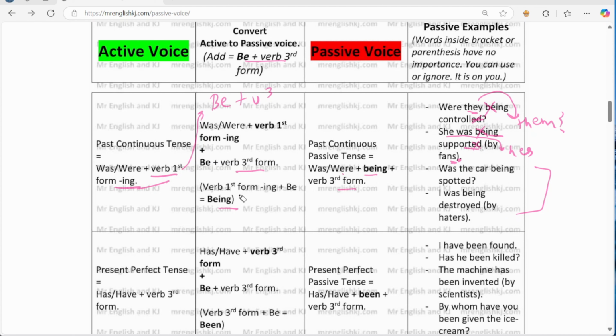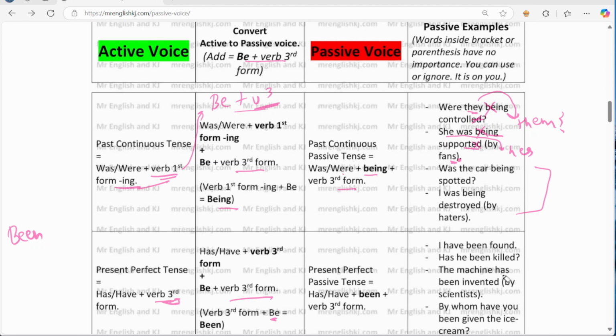Present perfect. Again the same thing, be plus verb third form. Here we see has, have, verb third form in present perfect. The verb third form, and then we added to the be. What will be become? Be third form is always been. Okay. So we add this verb third form, just like we were adding verb first form ing to be. Now we are adding verb third form to be. So it becomes been, but we are left with another verb third form, as you can see here. So has, have, been, verb third form.